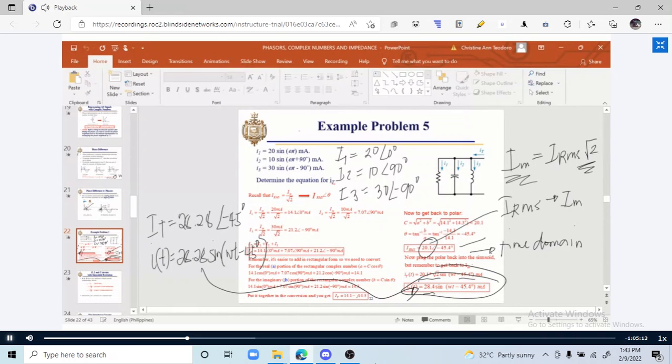Yes, okay. We can now add the three currents. So will you add them, Cyron, and give me the answer in polar form using your calculator? You should add 14.1 angle 0 degrees plus 7.07 angle 90 degrees plus 21.2 angle negative 90 degrees. What is the answer in polar form?